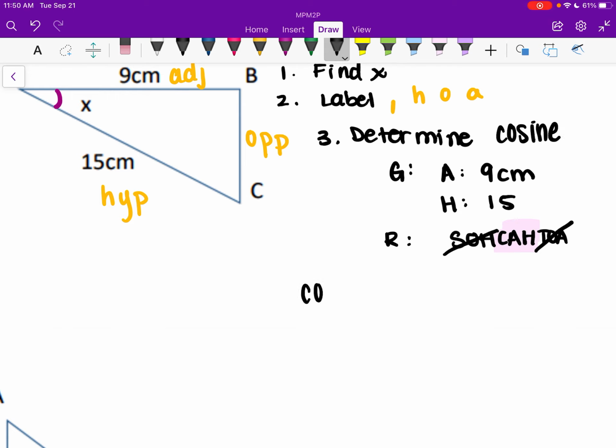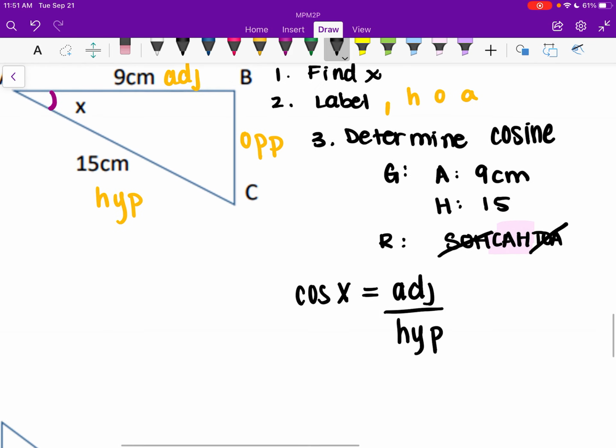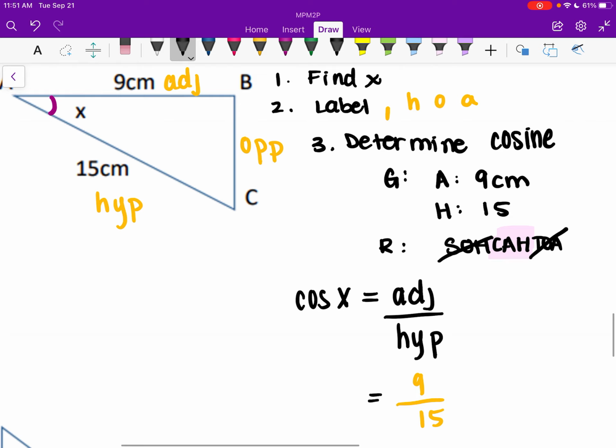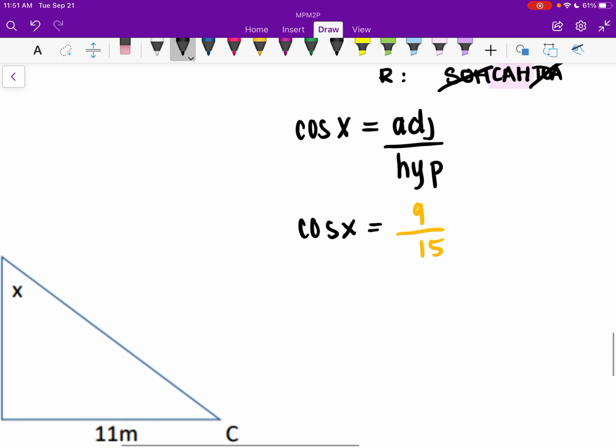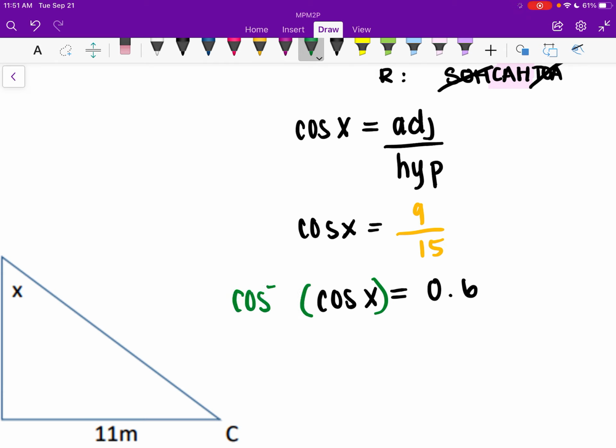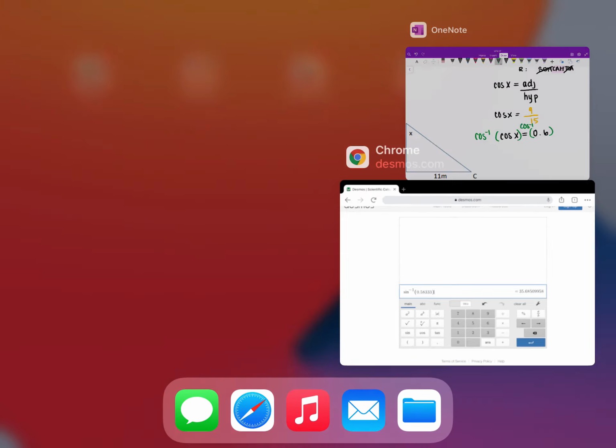Right? So let's go say cosine x is equal to adjacent over hypotenuse. Let's go plug in the values that we have. Our adjacent value we said was 9. Our hypotenuse we said was 15. Right? Equals cos x. I want to get that in a decimal. So cos x is equal to, if we do 9 divided by 15, it's going to give us 0.6. Then I want to get the x on its own, so I got to get rid of the cos. Inverse cosine.